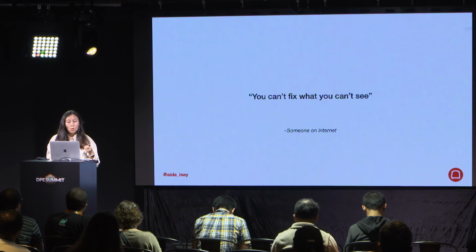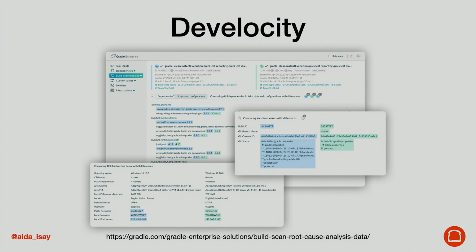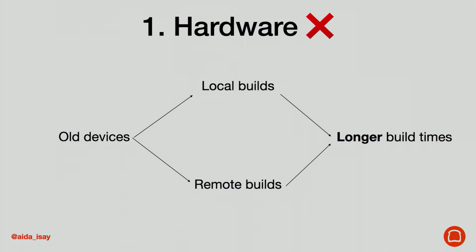And we ended up introducing Gradle Enterprise, now called Velocity, to our tooling system to help us diagnose and debug build details and see where the bottlenecks were along the way in our build. So let's start with the low-hanging fruits.